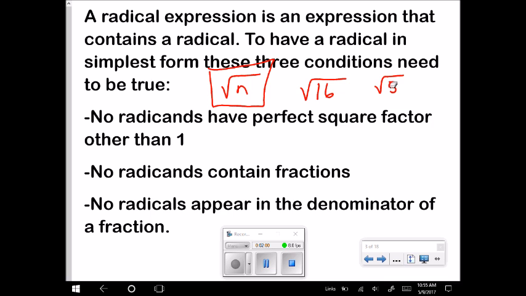Another condition that needs to be met: no radicands contain fractions. So something like this, we need to simplify, okay? And we'll talk about how that is done. And then no radicals appear in the denominator of a fraction. So if we had something like this, we would need to work to get rid of the radical in the denominator, and we will discuss how to do that. So this might be one of those points where it's good to pause, maybe write some of these items down.